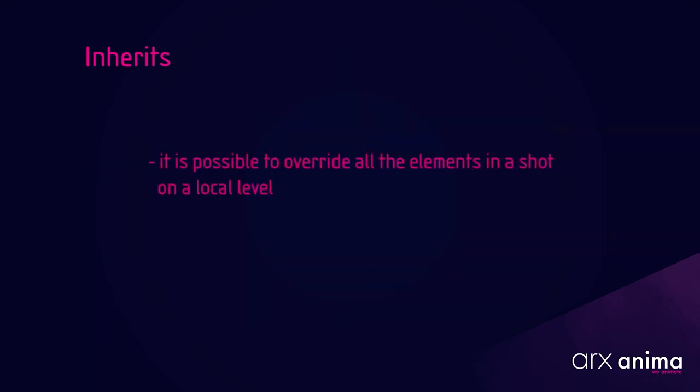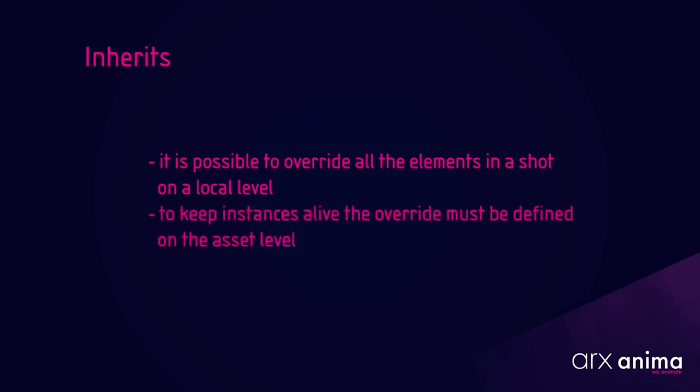While overriding every element of a shot could also be achieved by simply writing the attribute on every asset in the shot, it is not possible to simply override attributes within an instance. So if you want to keep the instancing alive, inherits are the way to go to allow us to override opinions within the asset and still have instancing working.